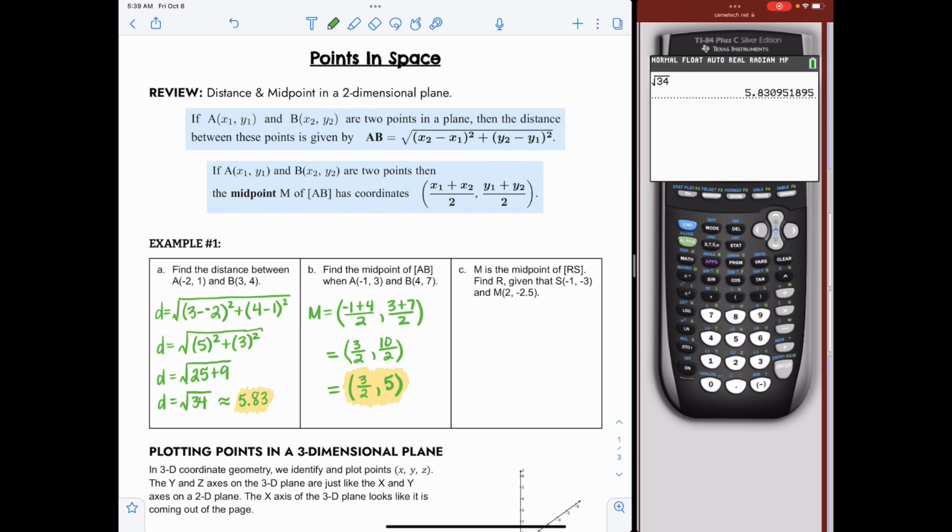Part C, it says, M is the midpoint of RS. Find R, given that S is located at -1, -3, and M is located at 2, -2.5. So in order to find an endpoint, when you're given another endpoint and the midpoint, you have to understand the formula for the midpoint. So we know that if we have our midpoint, which means the x value of the midpoint and the y value of the midpoint, that is equal to taking your x values and adding them together, dividing them by 2, and then doing the same thing with your y values.